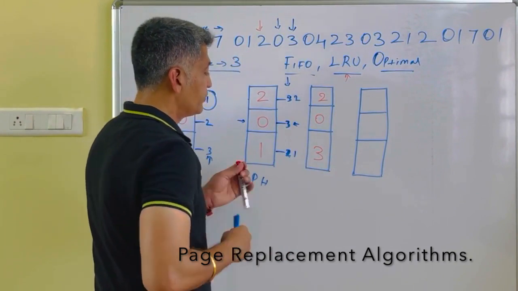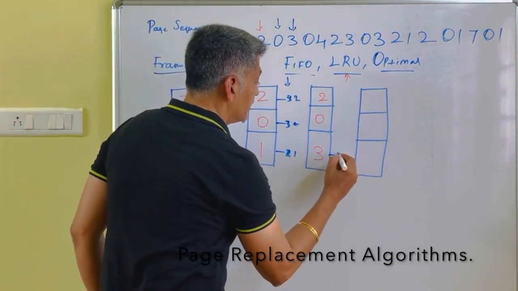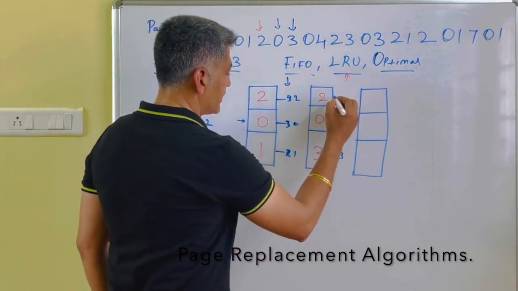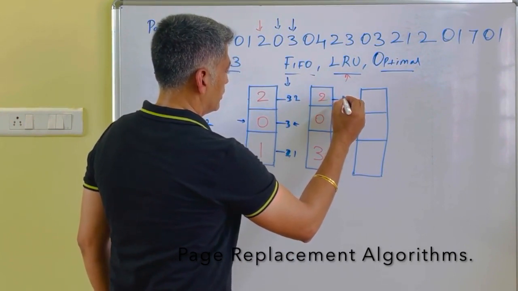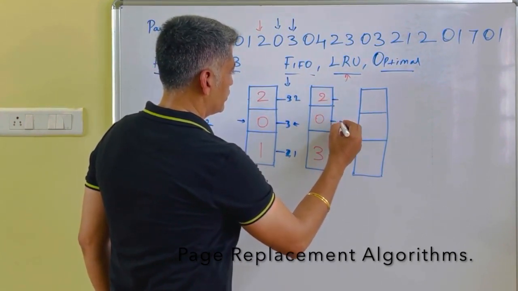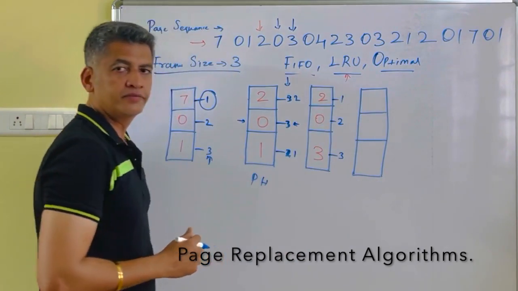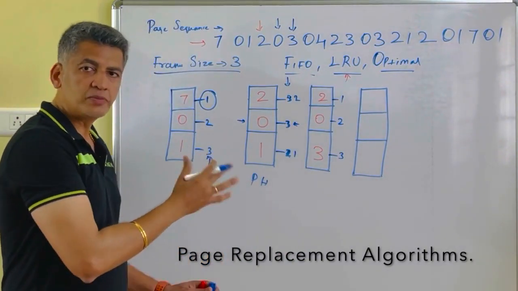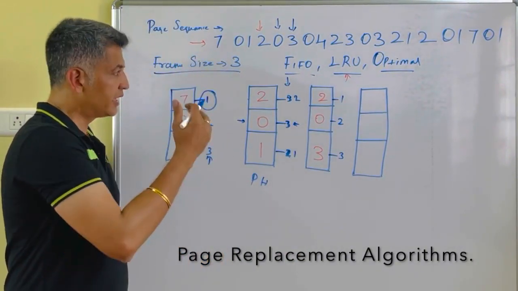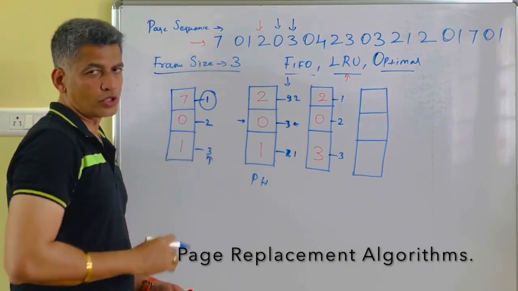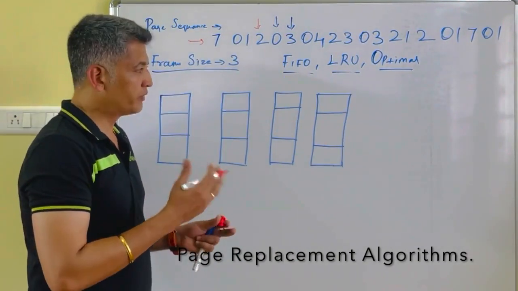Now here, this 3 will become the recent, and this becomes 2, and this becomes 1. Right? Are you able to understand the difference between first come first serve and the least recently used algorithm? So now what we are going to see.